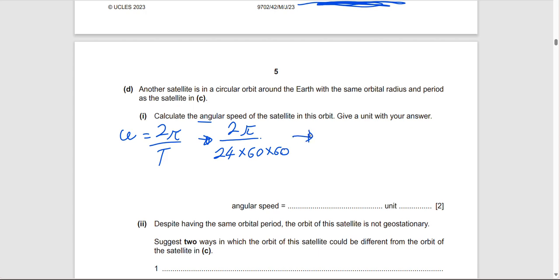Right, and our answer is going to have two significant figures because of our limiting values, the 24, 60, and 60. And our answer will be 7.3 times 10 to the negative 5 if you plug that in the calculator. And our unit for angular speed is radians per second. Okay.